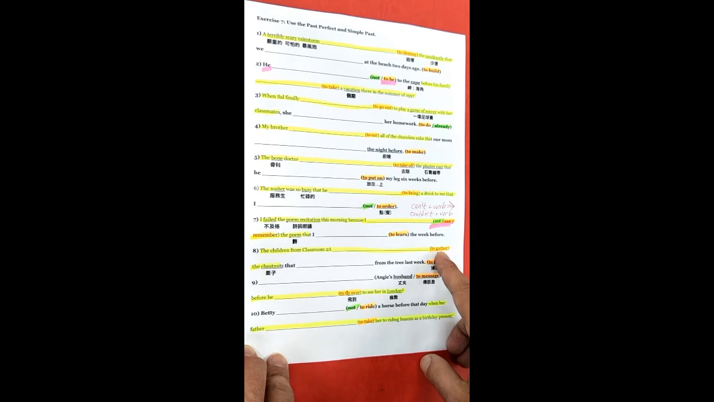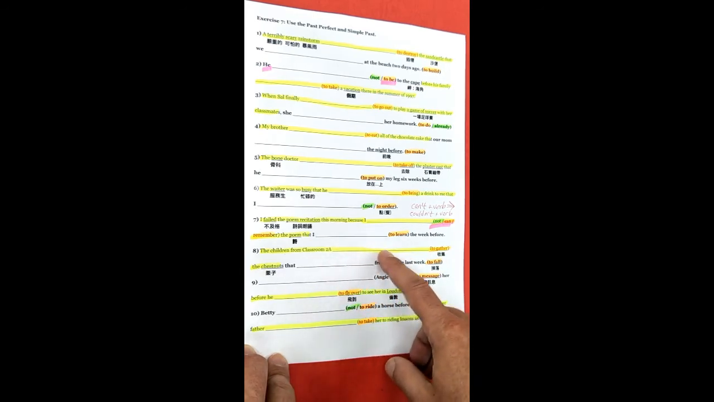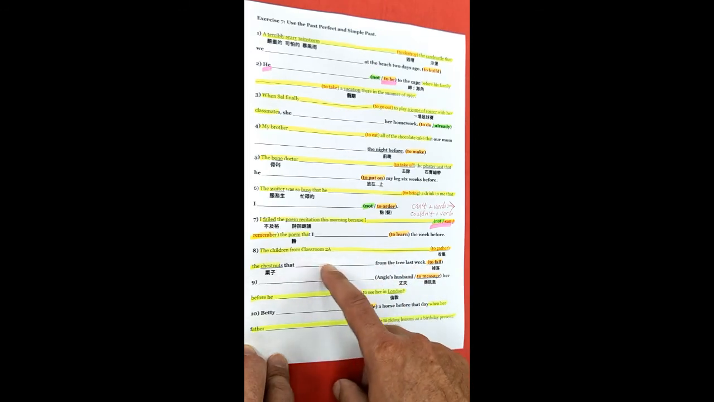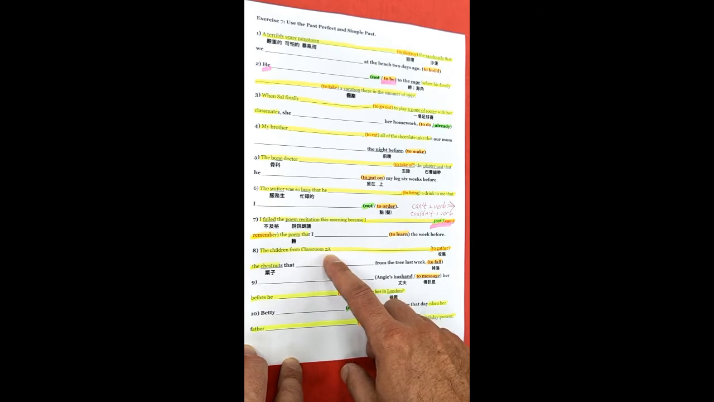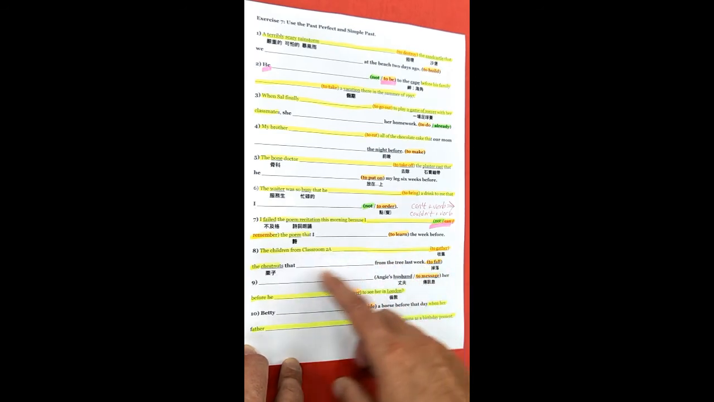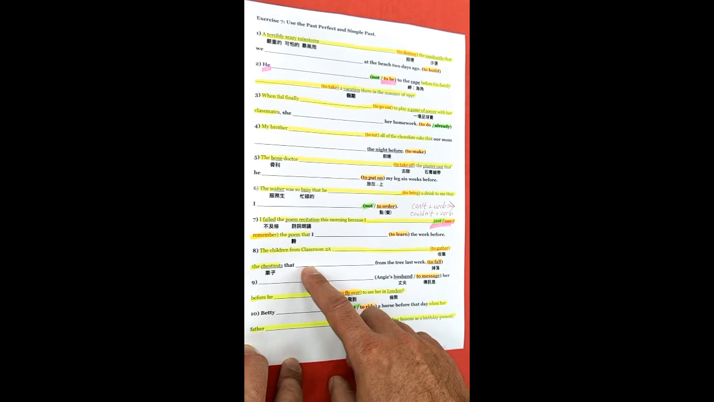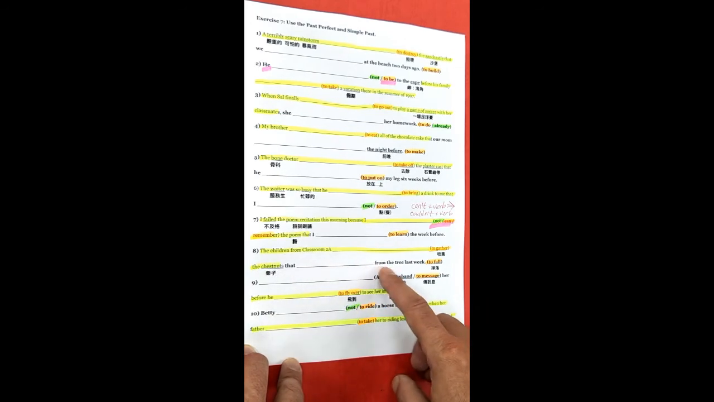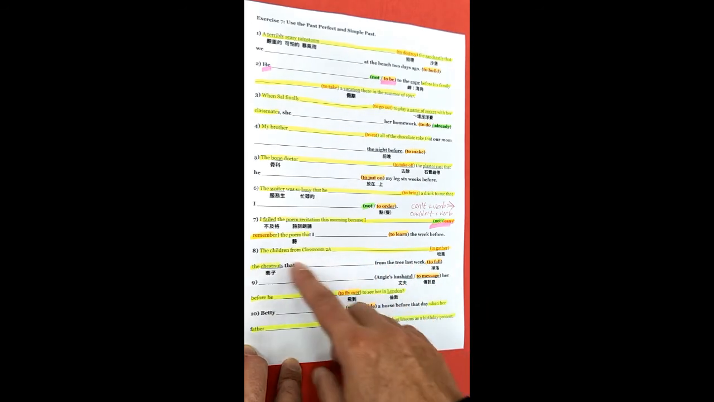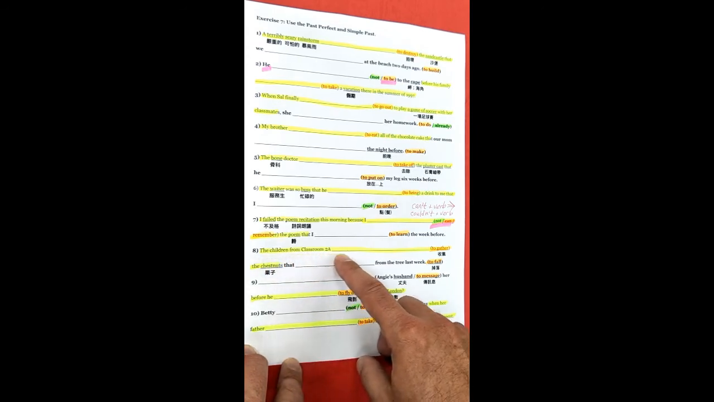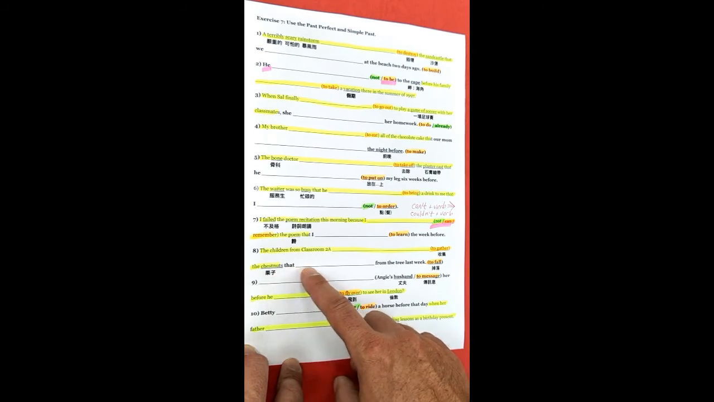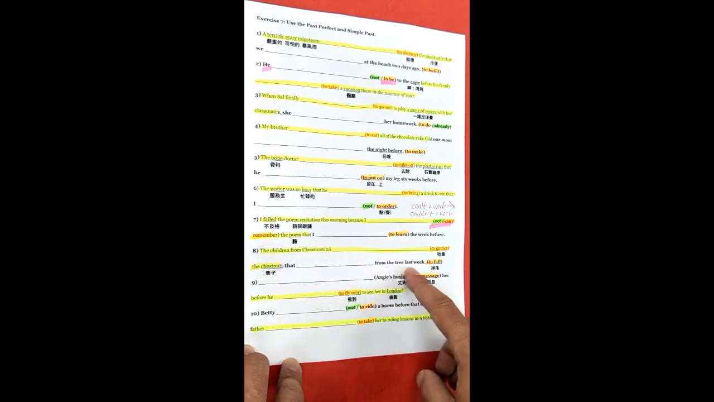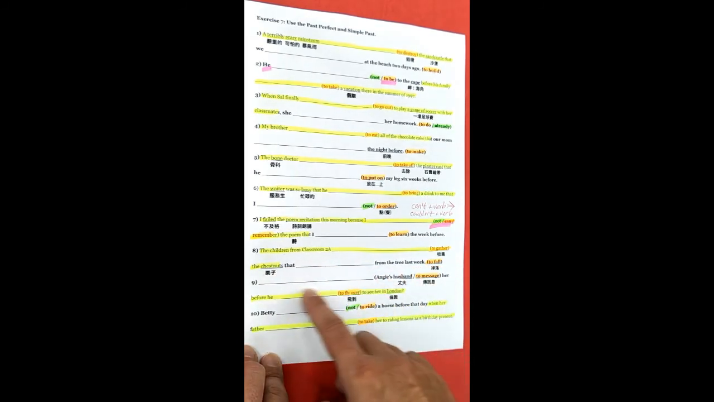Number 8, to gather. Gather, gathered, gathered. To fall. Fall, fell, fallen. The children from classroom 2A gathered the chestnuts that had fallen from the tree last week.